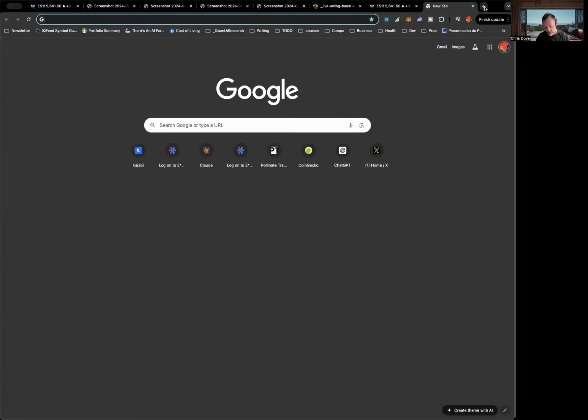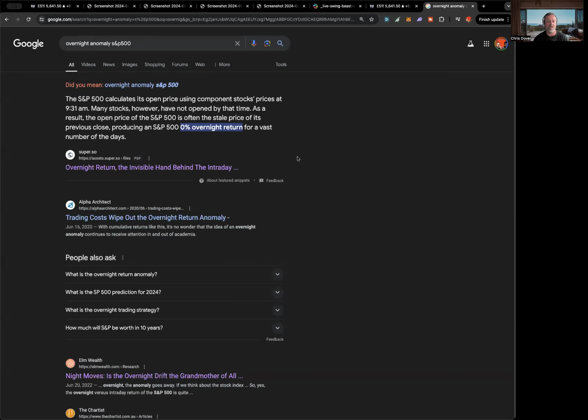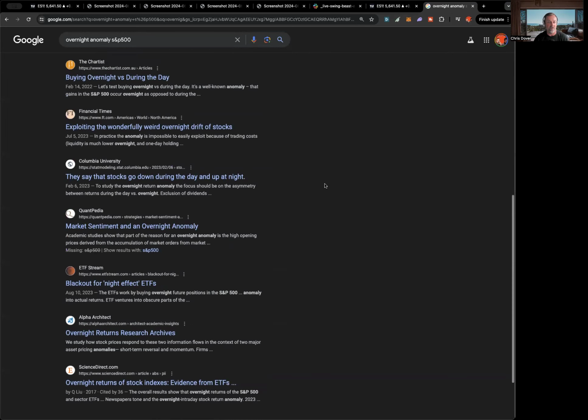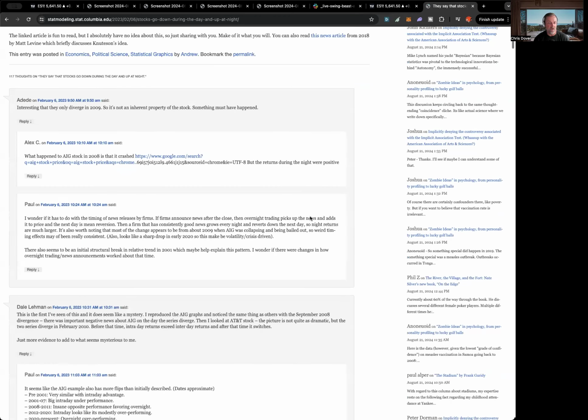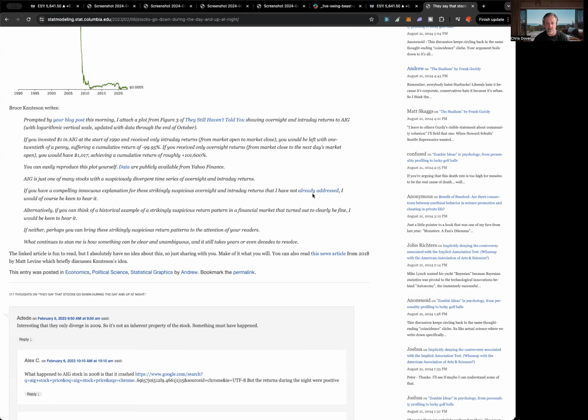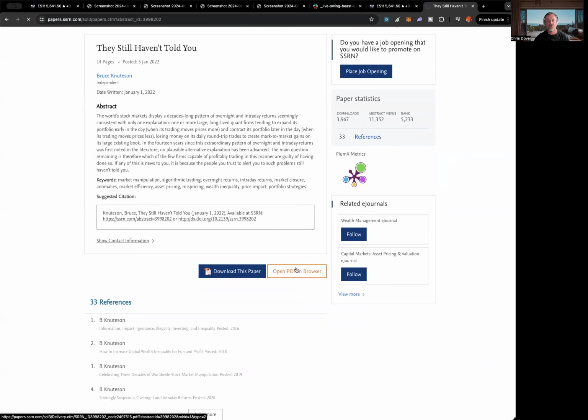So what we can do here is search the overnight anomaly for the S&P 500, and you can see there's all sorts of research. There's a good one: stay down in the day and up at night. Here's one from stat.columbia.edu. And if I can find it, there's a research paper. Here you go, research paper. Open PDF browser.